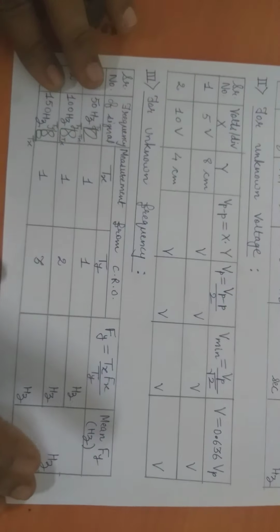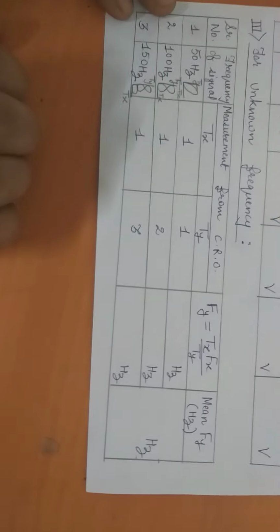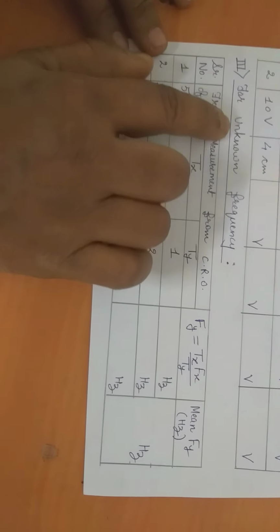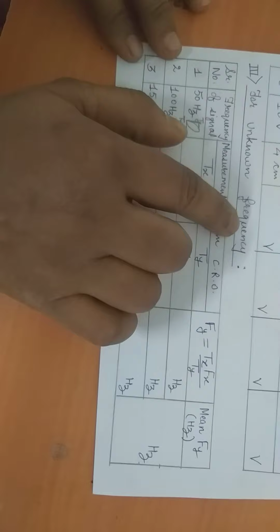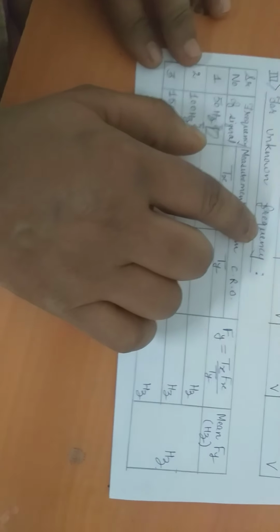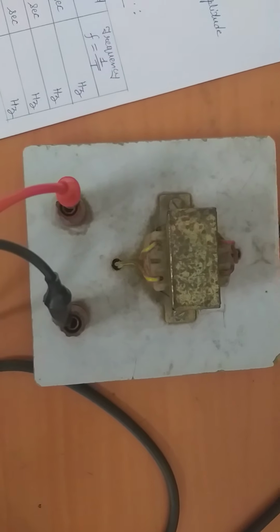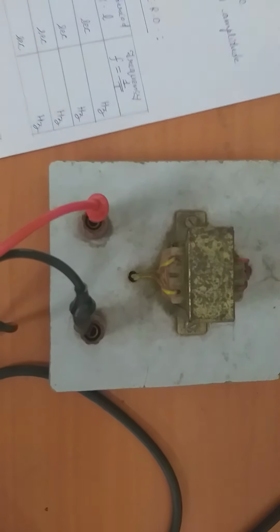Okay, now the third part, for unknown frequencies. So what is the third part? It is the unknown frequencies. Now which unknown frequency are we going to measure? We are going to measure the unknown frequency across this transformer. Just as we found the voltage, we will measure the frequency too. Now here you have to make the connections according to this circuit diagram.